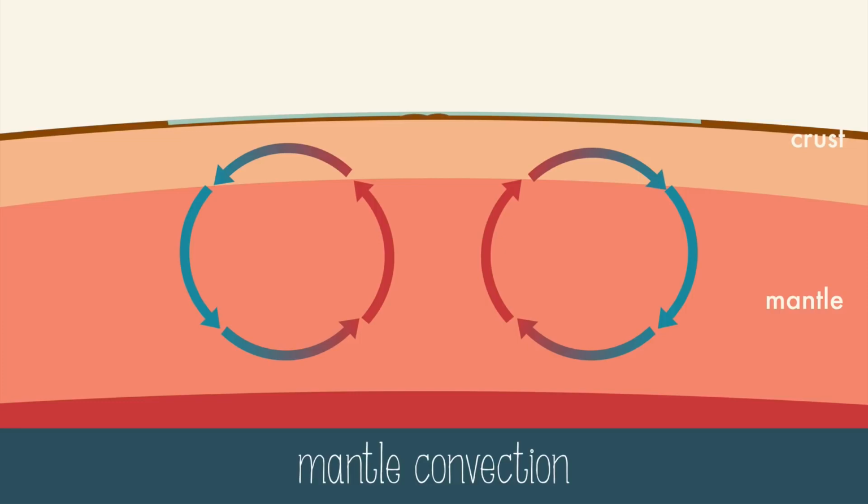Where magma rises, we should see spreading rifts or hotspots. Where magma falls, it can pull the continents with it, creating subduction zones, mountains, and even volcanoes.